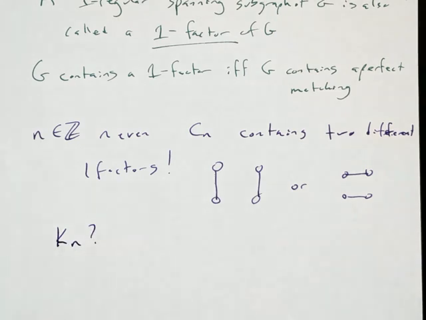Does Kn contain a one factor? Because even if I ignore the rest of it, Cn is a subgraph of Kn. There you go.